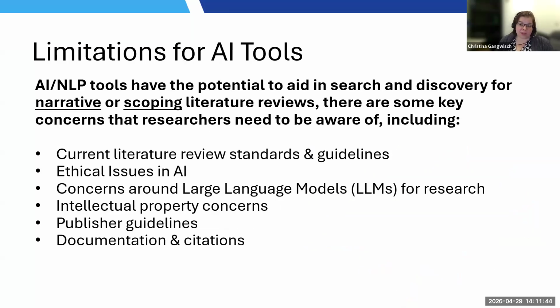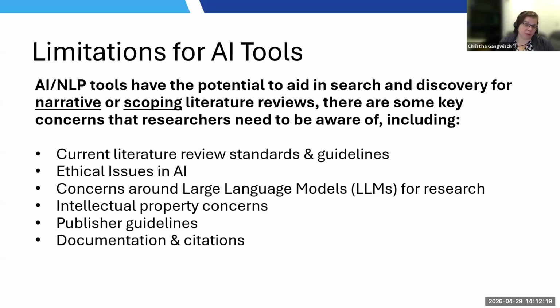Moving on, when we talk about limitations of AI tools, I make sure that my students know that there are some limitations on what artificial intelligence tools can do for specifically certain types of reviews. So if they are doing a more systematic review, again, they might be more limited on what they can use a tool for. And I also try to make sure that there are some other concerns as well that they need to be aware of. And then we go through each of these topics individually.